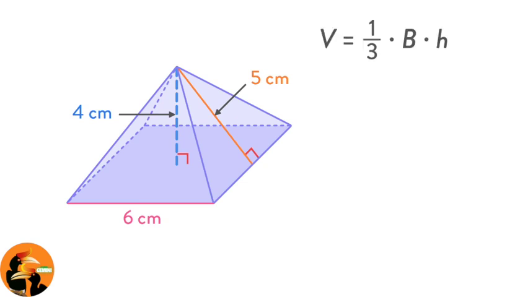To find the volume, we need to know the area of the base and the height. The base is a square, so its area is equal to side times side, or side squared. That's the area of a square.